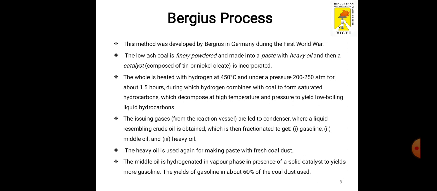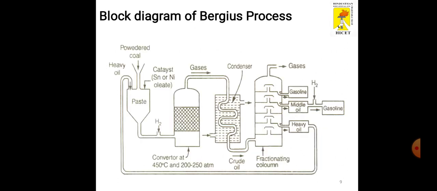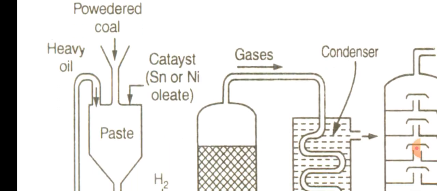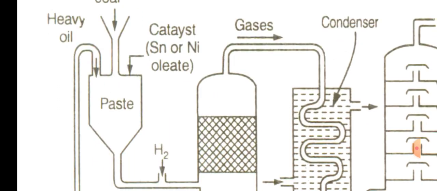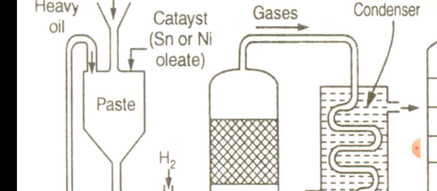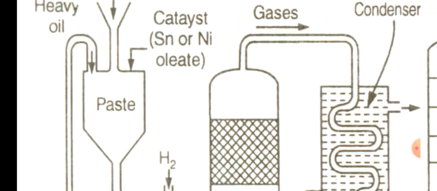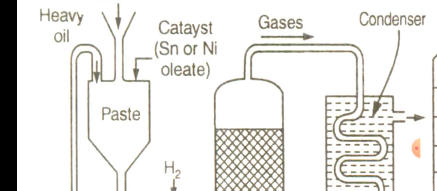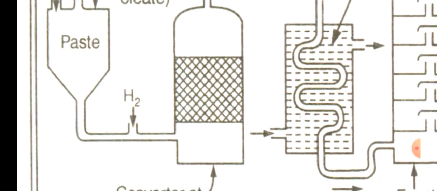The second one is the Bergius process, in which the synthetic petrol is obtained. This method was developed by Bergius in Germany during the First World War, and you can see the whole setup of the Bergius process. Here also, the powdered coal is taken and made into a paste inside this funnel by taking heavy oil and a catalyst, nickel or tin oleate, mixed with the powdered coal. It is passed to the converter.